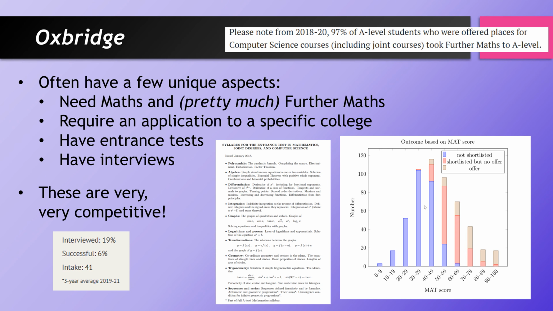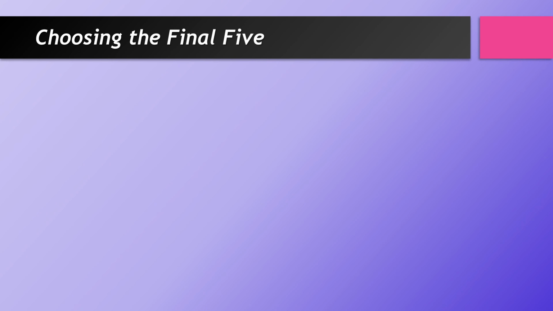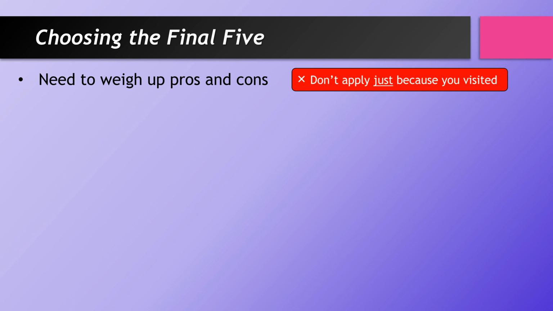So definitely worth thinking about, definitely worth doing some more research, but it's another layer of complication which other universities don't have. So once you've done the open days and you've done your research and you've hopefully got a list of, say, 8, 9, 10 universities which are options for you, maybe you haven't visited all of them, but you've got at least 5 which you've been to and thought about heavily, you've got to choose the final 5, which will be either before October or before January, depending on whether you're going for Oxbridge or not. And of course you've got to weigh up pros and cons of all of the ones you're looking at. Don't apply just because you visited.